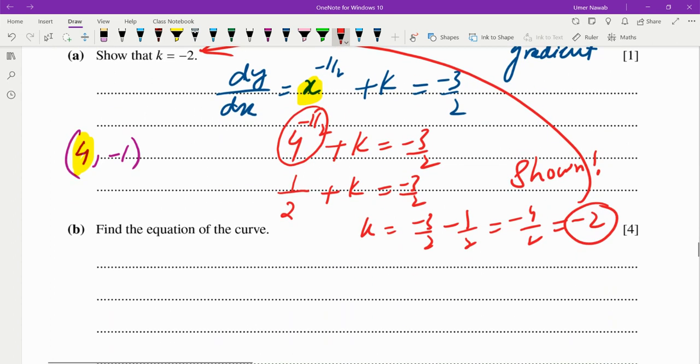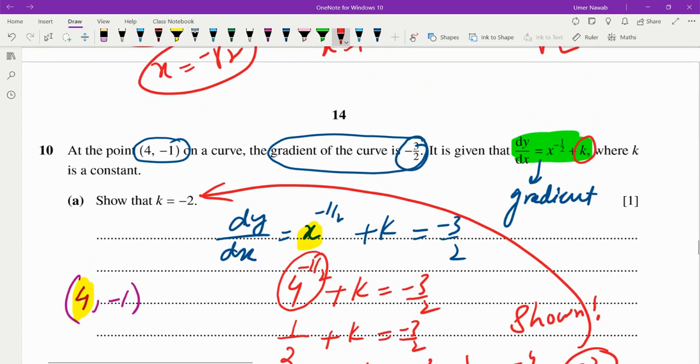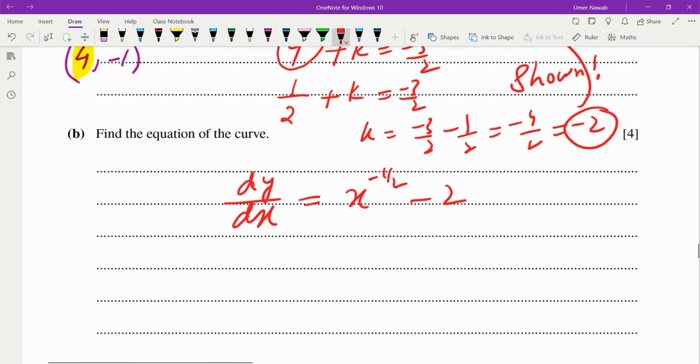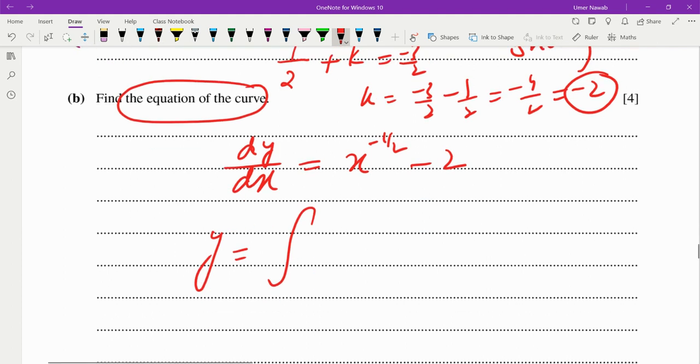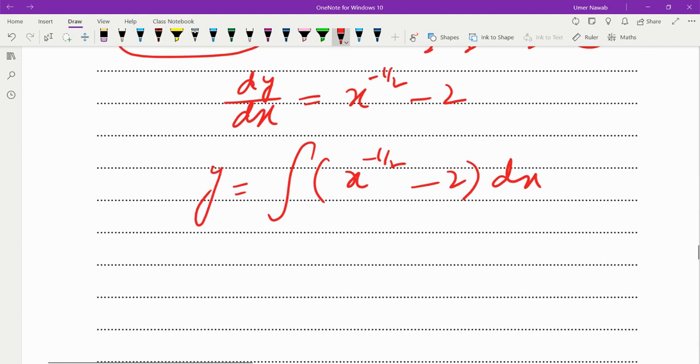Now use this result in our next part. So dy by dx, the gradient, where I found the k, this should be replaced by minus 2 because k is already found. Now I want to find the equation of a curve. So from the gradient you want to go back to the original curve. So this is clearly integration. So y is equal to the integration of x raised to the power minus 1 over 2 minus 2 dx.